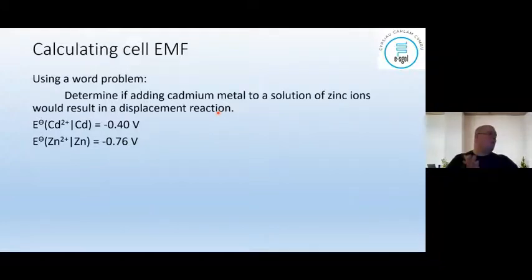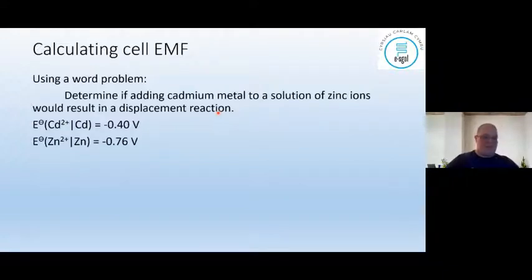Okay, and a word problem. Determine if adding cadmium metal to a solution of zinc ions would result in a displacement reaction. So this time, rather than working with electrochemical cells, we're going to use electrochemical data to figure out whether or not cadmium will be oxidized while zinc ions are being reduced.